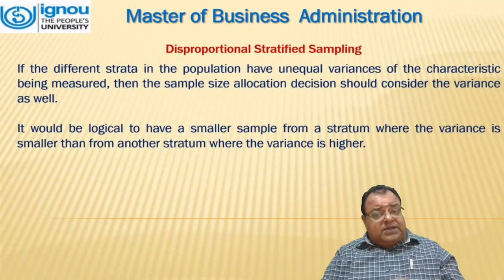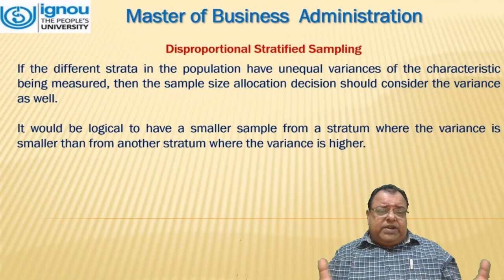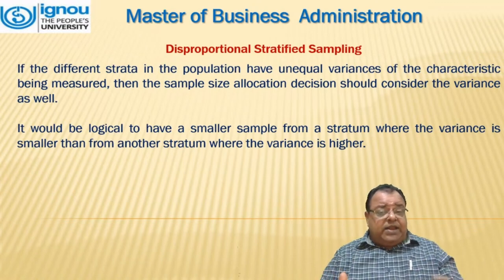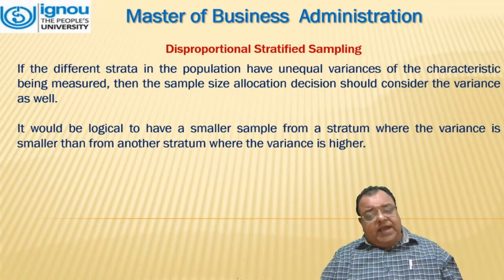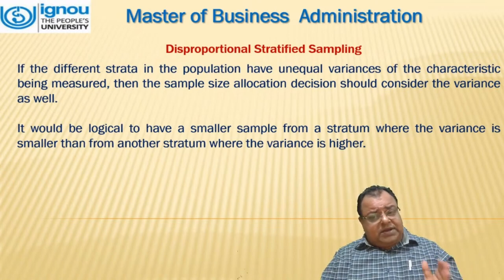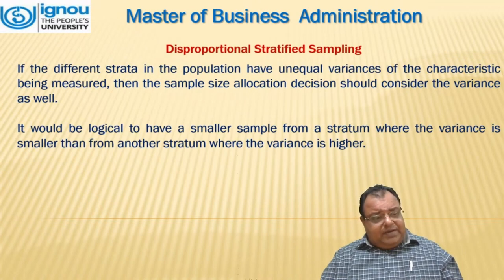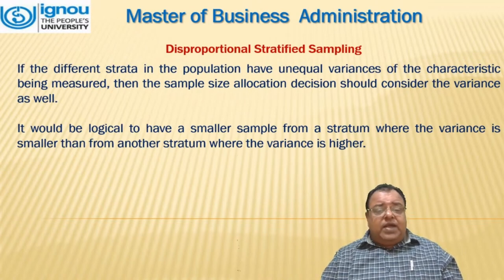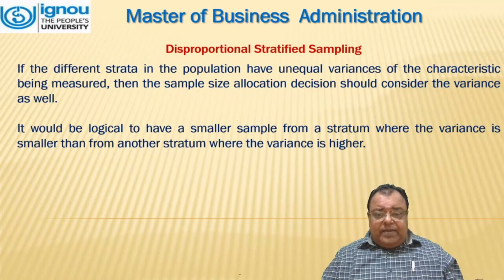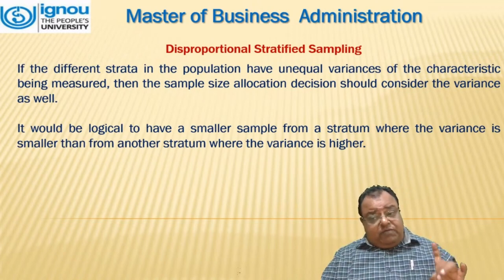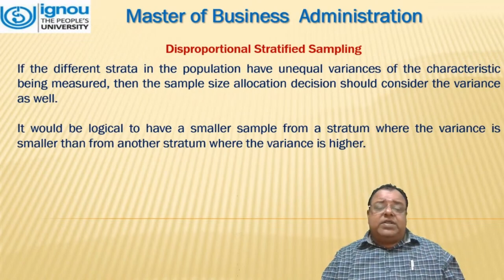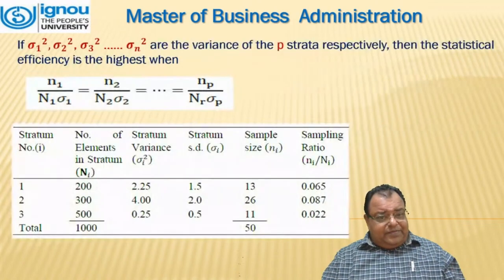In proportional stratified sampling, if the different strata in the population have unequal variances of the characteristics being measured, then the sample size allocation decision should consider the variance as well. It would be logical to have a smaller sample from a stratum where the variance is smaller than from the other stratum where the variance is higher.